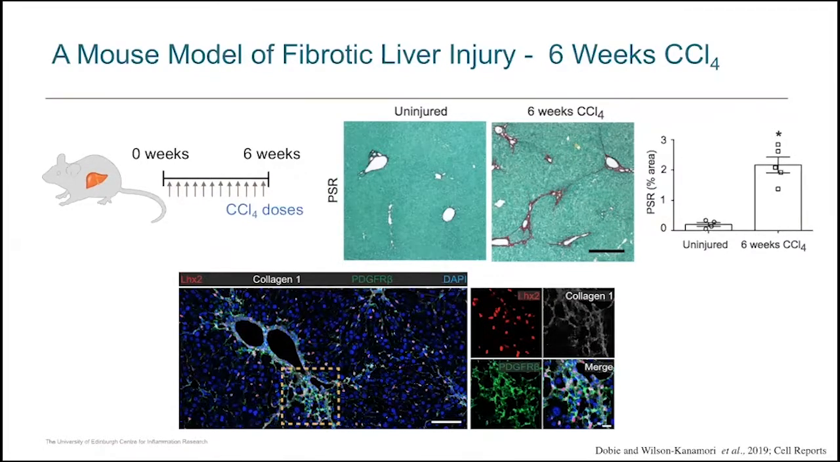Livers from mice administered CCl4 have what is called a bridging fibrosis, as is seen in these PSR images. Now, it's well recognized that stellates are the dominant contributor to this type of liver fibrosis. And in accordance with this, these immunofluorescent images show LHX2 positive, PDGFR beta positive stellate cells within the fibrotic niche of a fibrotic mouse liver.